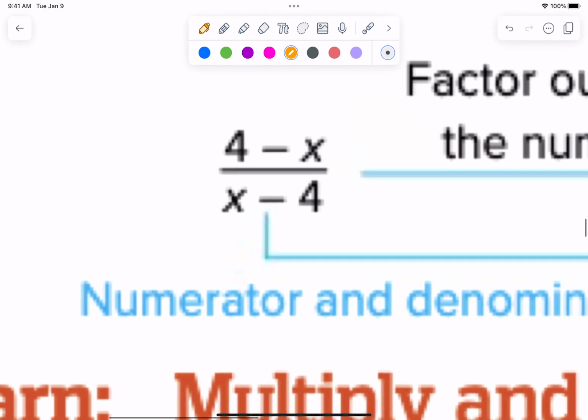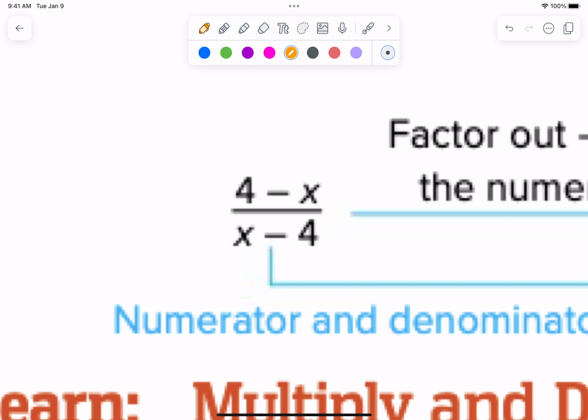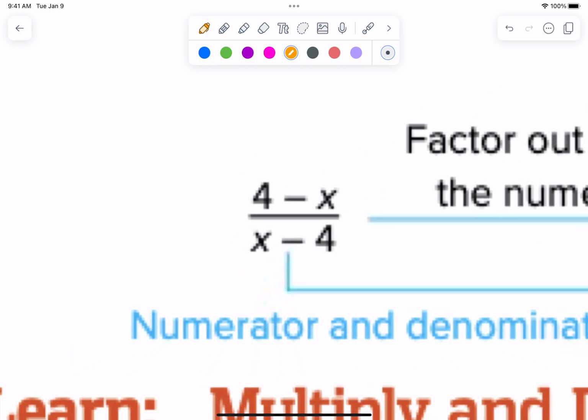Alright, let's talk about this guy, 4 minus x and x minus 4, real quick. Because 4 minus x is not the same thing as x minus 4, because up here at the top, the x is the one that has the negative, but at the bottom, the 4 is the one that has the negative. So this is like a positive 4 and a negative 4, and those don't cancel, right? Or a negative x and a positive x, that doesn't cancel.